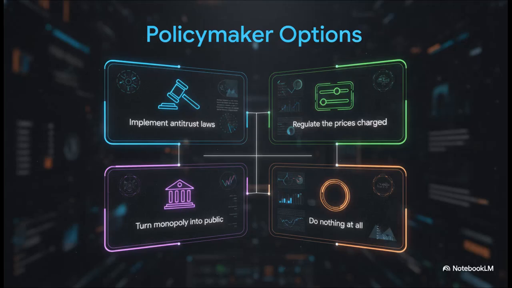So, what's on the menu for policymakers dealing with a market giant? They essentially have four options. First, use antitrust laws to actively break up the firm or block mergers. Second, step in and heavily regulate the actual prices the monopoly is allowed to charge. Third, take over and turn the private monopoly into a government-run public enterprise. Or fourth, and this happens more than you'd think, if they believe the market failure is actually pretty small compared to the inevitable messiness of government intervention, they can simply do nothing at all.